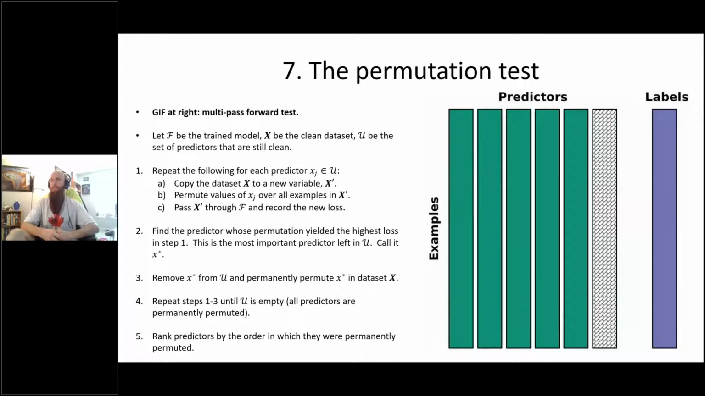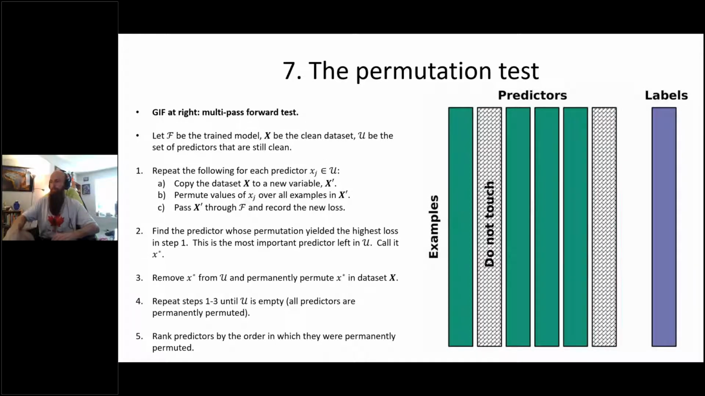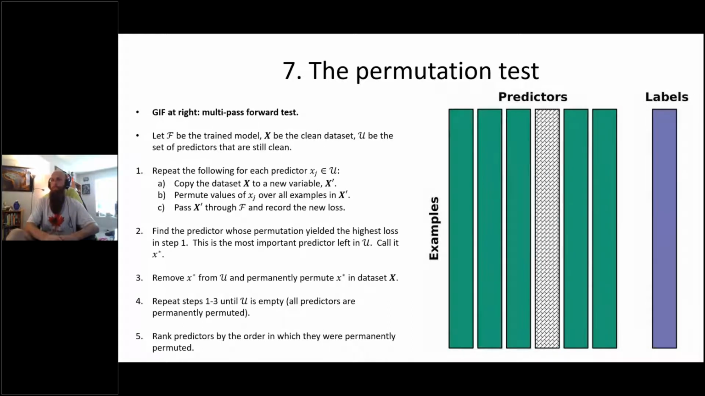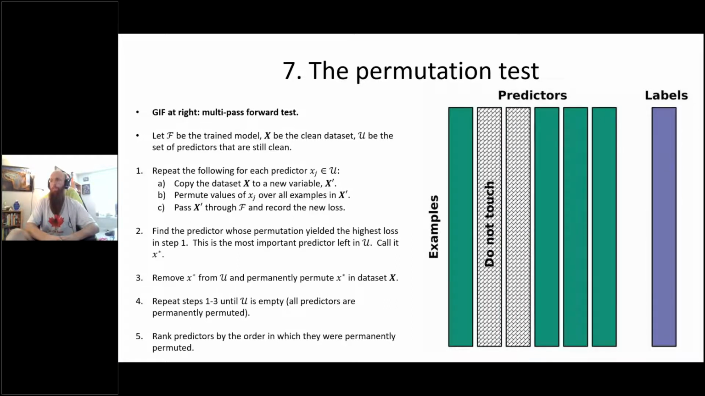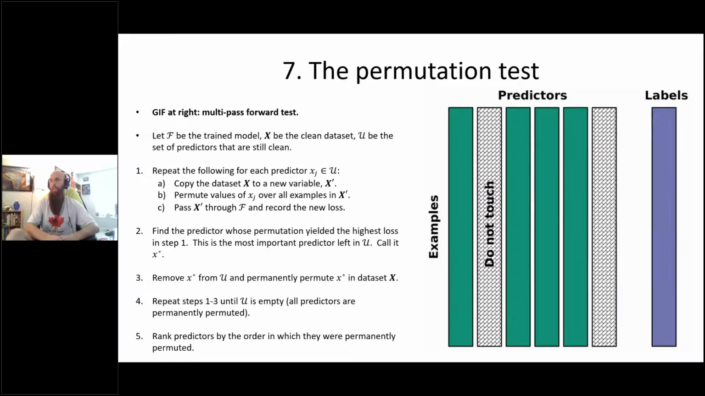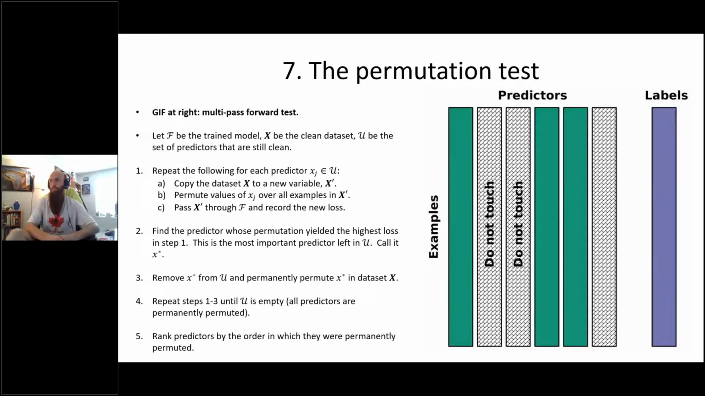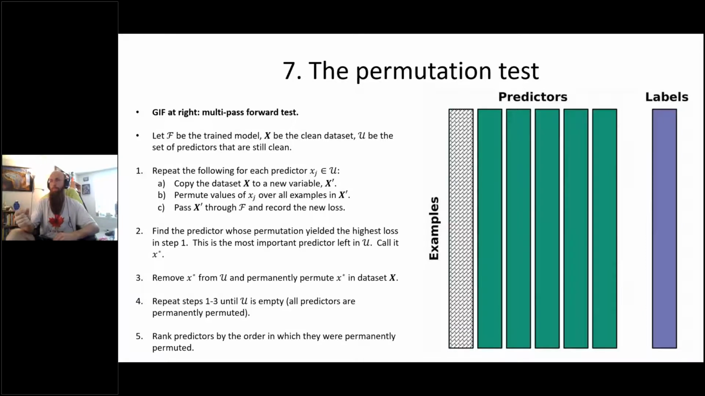The GIF on this slide shows what the multi-pass forward test looks like. I wonder if I can go back and start the GIF over. Yeah, I can. So at first you do the single-pass forward test, where you just go through and shuffle one predictor at a time. But after you've done that, you figure out which of those predictors causes the greatest increase in loss, or which of those predictors is the most important, and then you leave it permuted forever, which is why I put the do-not-touch sign over the predictor. That means it's permuted forever and you never bother unpermuting it.